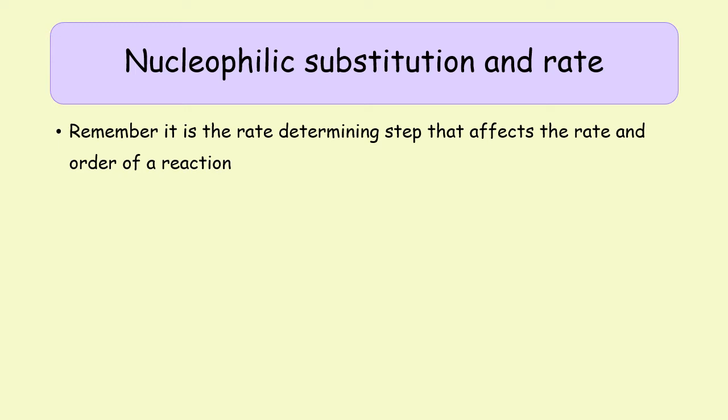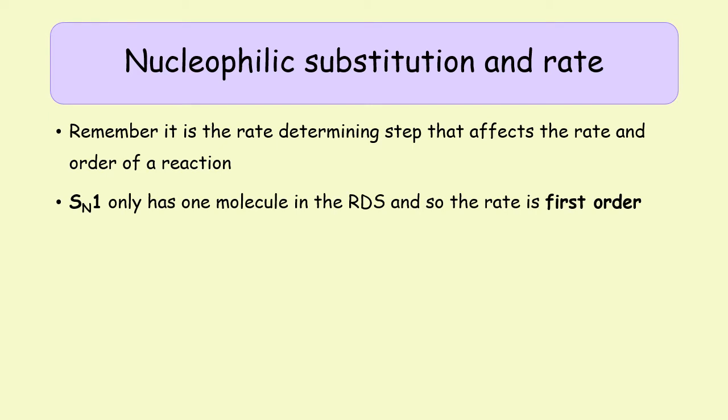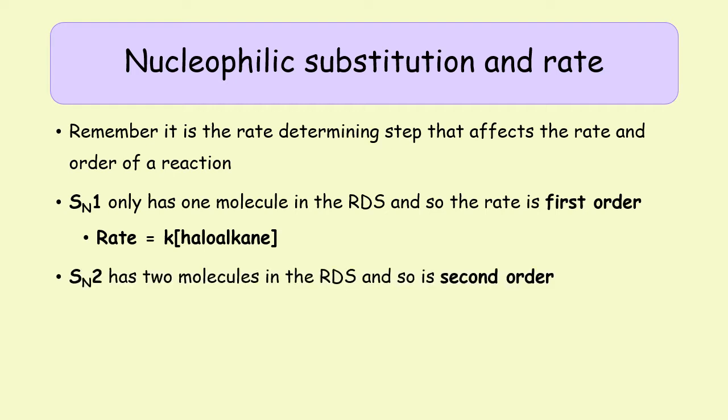So remember, when it comes to nucleophilic substitution, it is the rate determining step that affects the order of reaction. The SN1 reaction only has 1 molecule in the rate determining step and is first order. So the rate is determined only by the concentration of the haloalkane. In SN2, you have both the nucleophile and the haloalkane involved in the rate determining step. So overall it is second order. However, it is first order with respect to both the haloalkane and the nucleophile. And the rate expression will be rate = k[haloalkane][nucleophile].